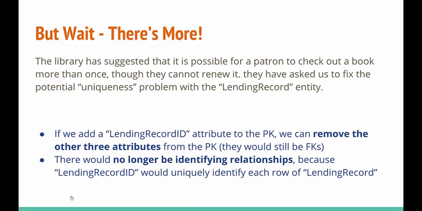If we add a lending record ID attribute to the primary key, what that means, we can remove the other three attributes from the primary key. They would still be foreign keys, however. That would also mean that there would no longer be identifying relationships, because lending record ID alone would uniquely identify each row of lending record. So that'll change our model a little bit. Let's take a look.